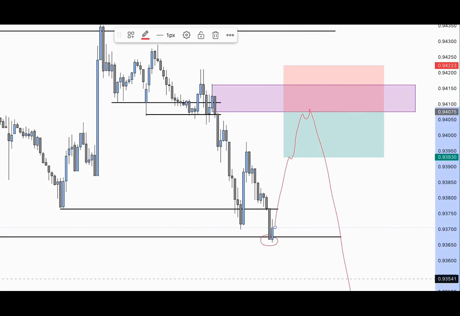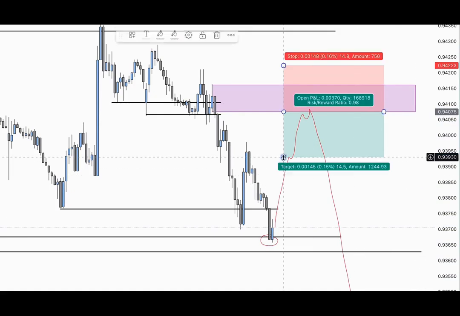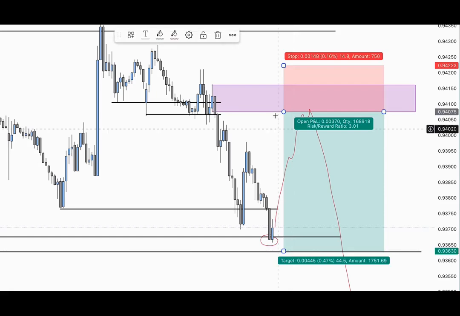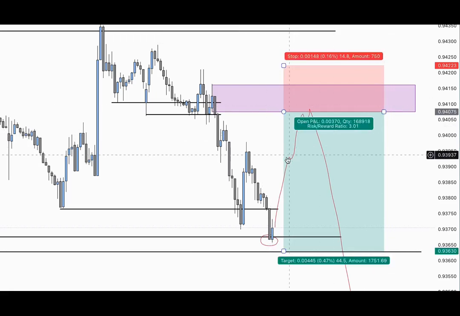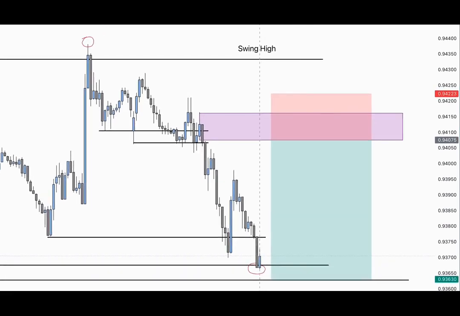But because we've had this closure just here, we could now anticipate that any pullbacks would provide us with pretty much selling opportunities once again. Now, before this, what I'm going to do is drop down to a 30-minute time frame, see if we have any refined areas which are unretested. We've got this supply at the top.